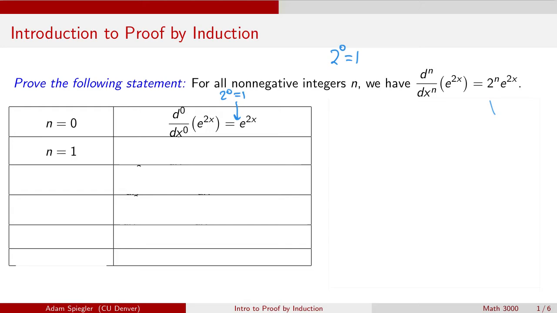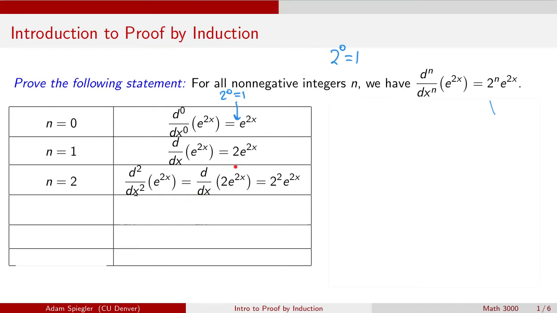And checking other values of n, if n is 1, then we can take the first derivative using the chain rule, and we get 2 to the first power times e to the 2x. And then we take the second derivative, and here we can see that we don't need to retake the first derivative. So the second derivative would just be the derivative of the previous derivative. And that gives us another power of 2. So now we got 2 squared times e to the 2x. So this checks out for the first 3 values.